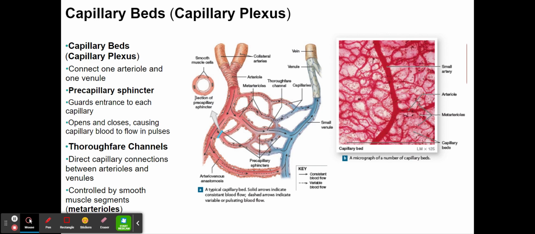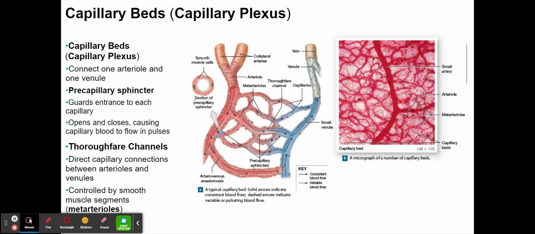A precapillary sphincter guards the entrance to each capillary. Contraction of the smooth muscle cells of the sphincter narrows the capillary entrance, reducing or stopping the flow of blood. When one precapillary sphincter constricts, blood is diverted into the other branches of the network. When a precapillary sphincter relaxes, the entrance dilates and blood flows into the capillary.